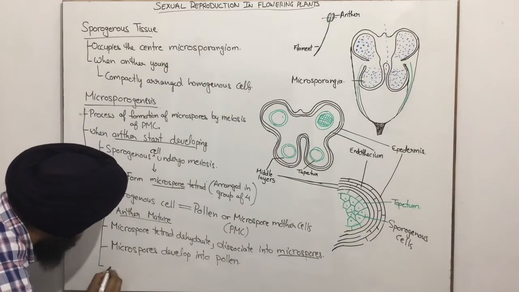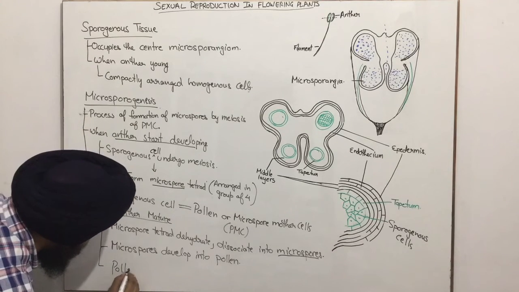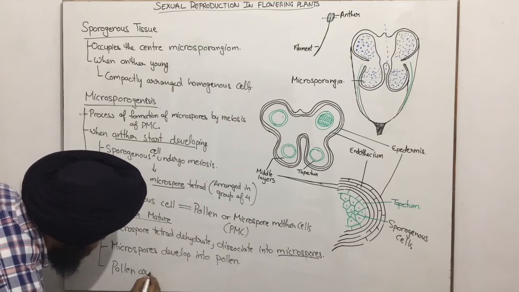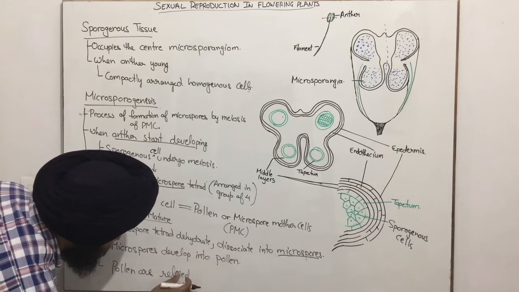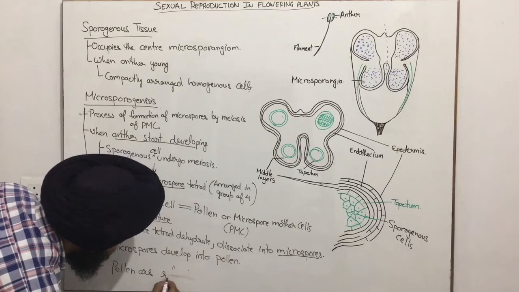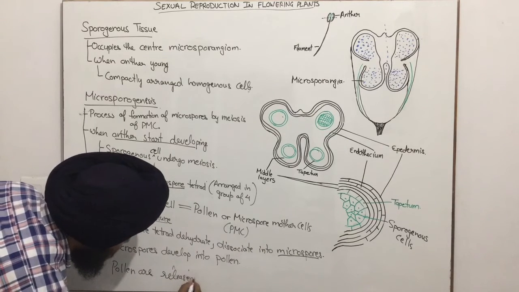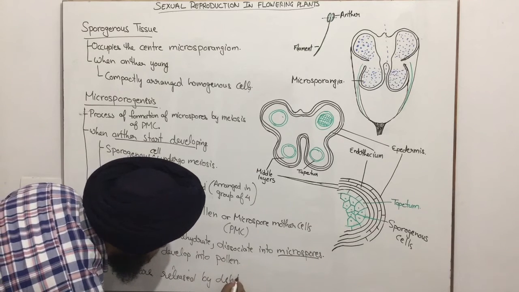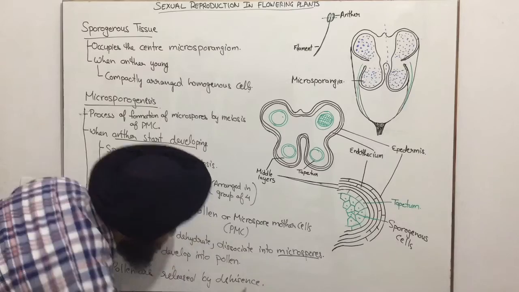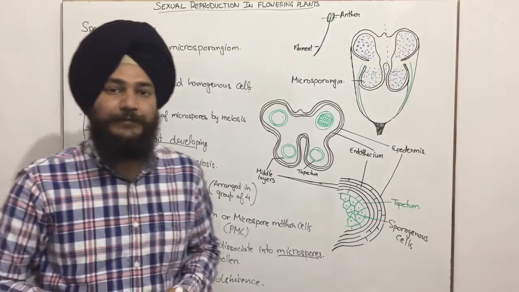So pollens are released by dehiscence. Now what is dehiscence?